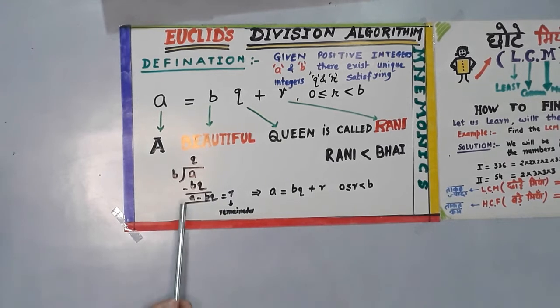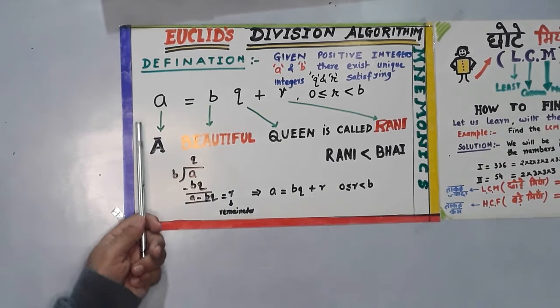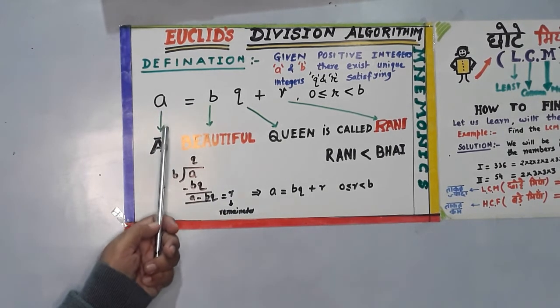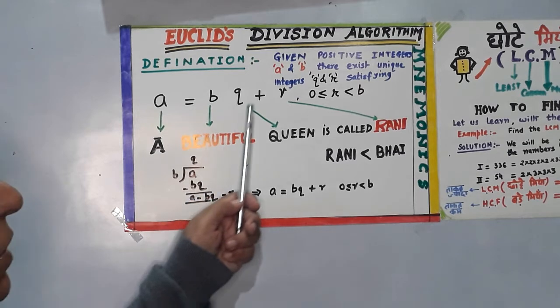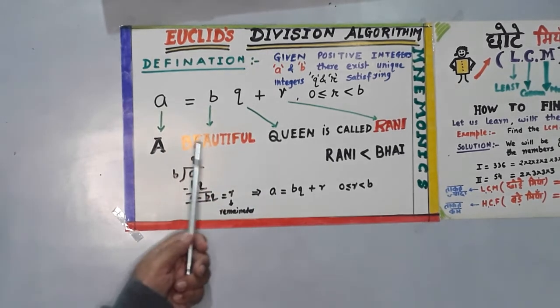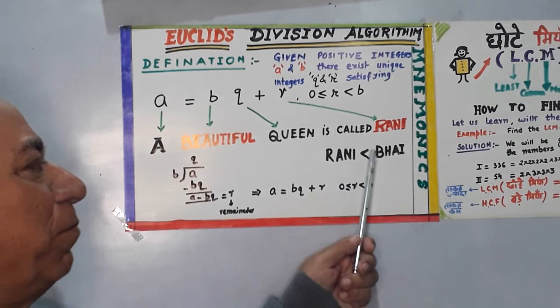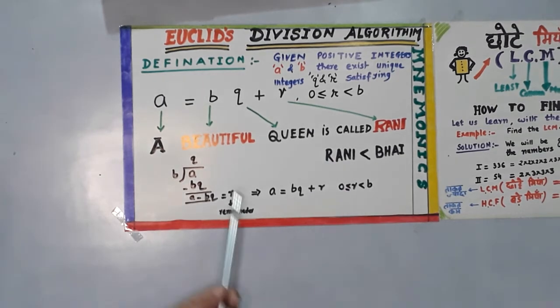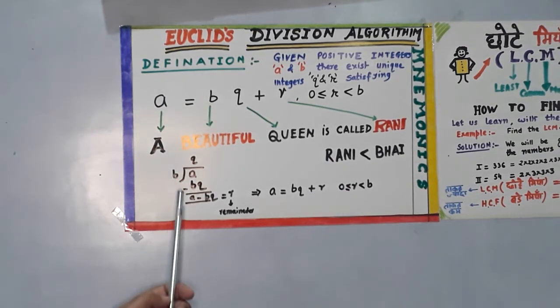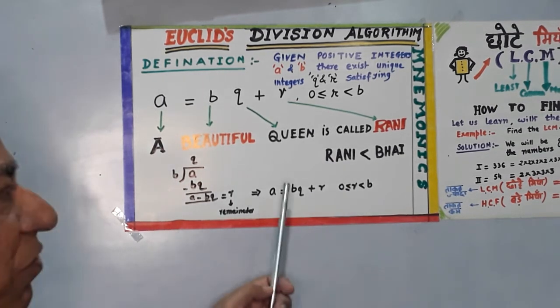So again, I'll repeat it. What is Euclid's division algorithm? A is equal to BQ plus R. A beautiful queen is called Rani. रानी छोटी है अपने भाई से. ये आपको याद रखना है, and things will become very easy for you.